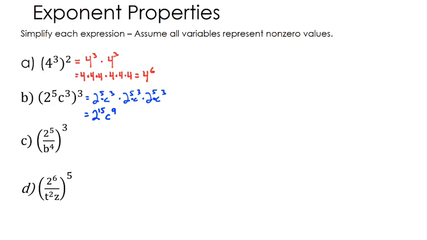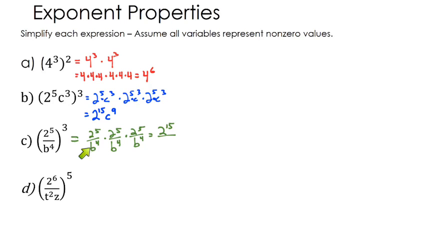Let's look at another example. I'm going to take this fraction and write out 2 to the 5th over b to the 4th times 2 to the 5th over b to the 4th times 2 to the 5th over b to the 4th. I could expand it out further if I wanted to, but hopefully you see that this power rule that we're using applies to the numerators, meaning all of those 2's being multiplied will become 2 to the 15th in our numerator, but it also applies to the denominators.